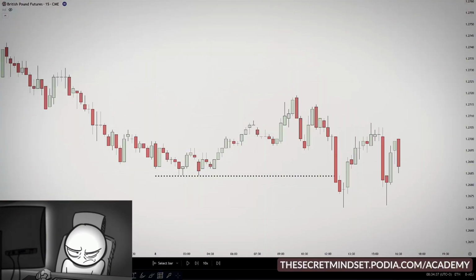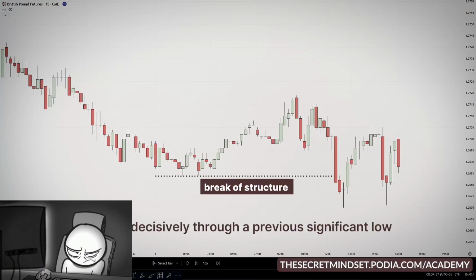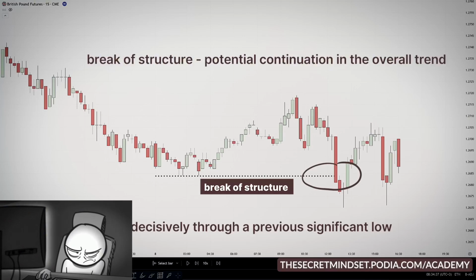The first thing to spot is a break of structure. This happens when price moves decisively through a previous significant low. We see a downward trend that breaks below a previous low. This break of structure signals a potential continuation in the overall trend. It shows that sellers have overcome the previous support and may be gaining control.